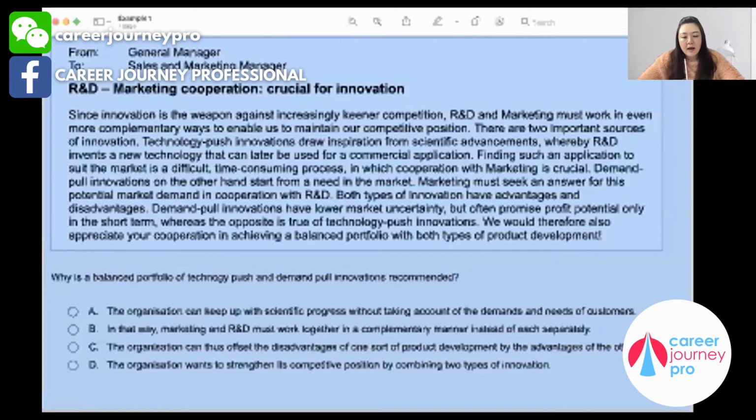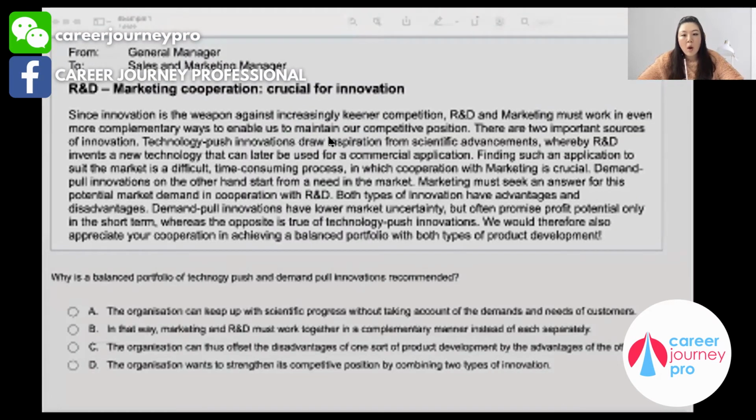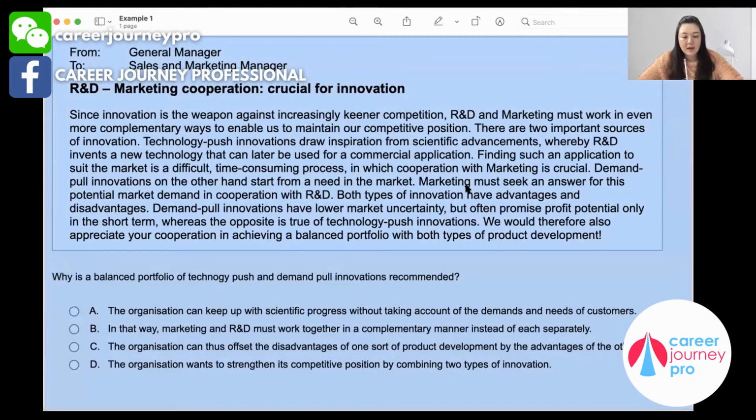Okay, so the first tip: usually it's under a timed condition. For this type of question, you have only 1 minute and 30 seconds, which is 90 seconds under timed pressure to quickly go through it and choose the right choice, normally just one choice. What I would do first is, instead of reading the paragraph, read the question very carefully. Why is a balanced portfolio of technology push and demand pull innovations recommended? So the question is asking about the 2 innovations, not the R&D, not the marketing, the vision, but the 2 innovations balance.